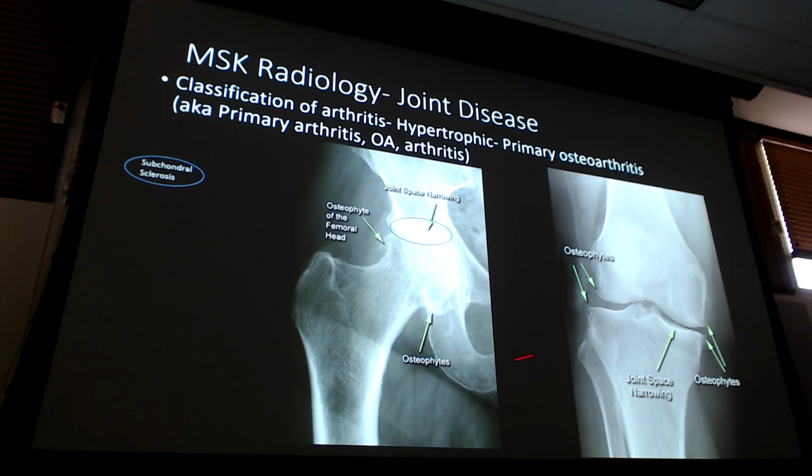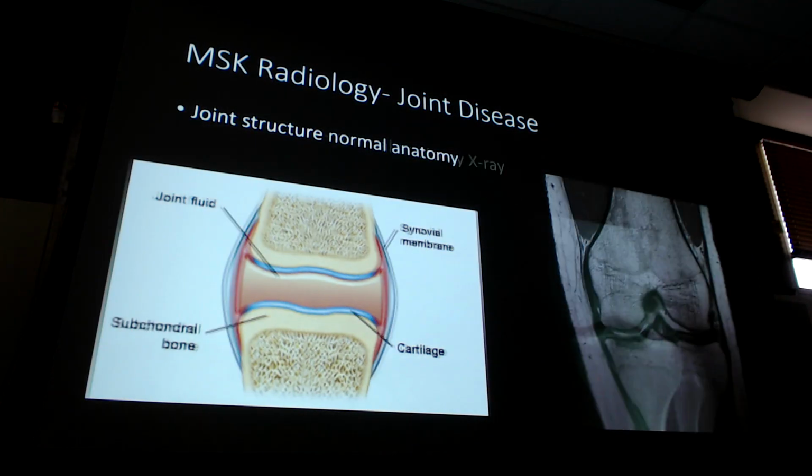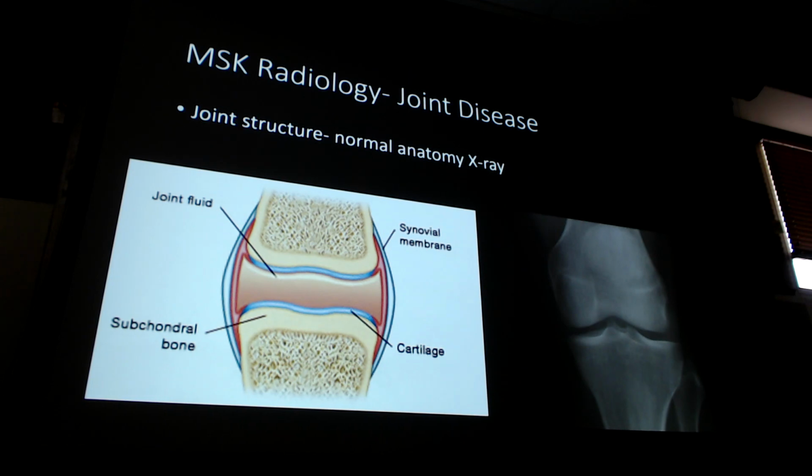How do we notice arthritis? Well, biggest thing is these osteophytes on here. There's your osteophytes. There's your osteophytes. Joint space narrowing. Now I want you to look at this knee picture. Okay? Look at the joint space. Look at the normal joint space.